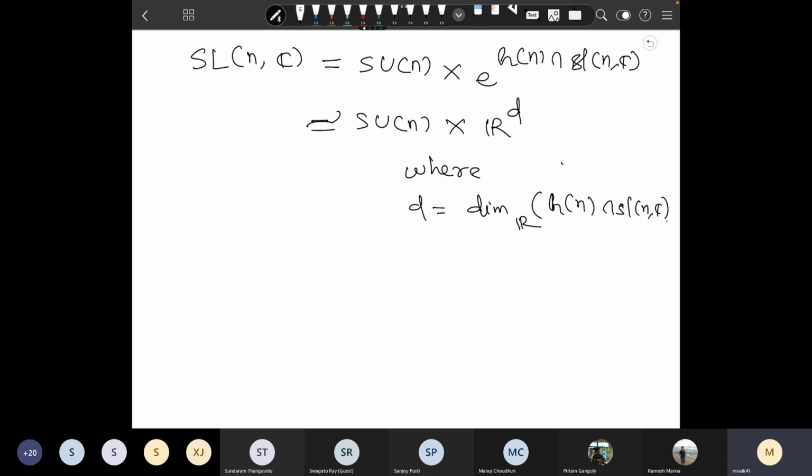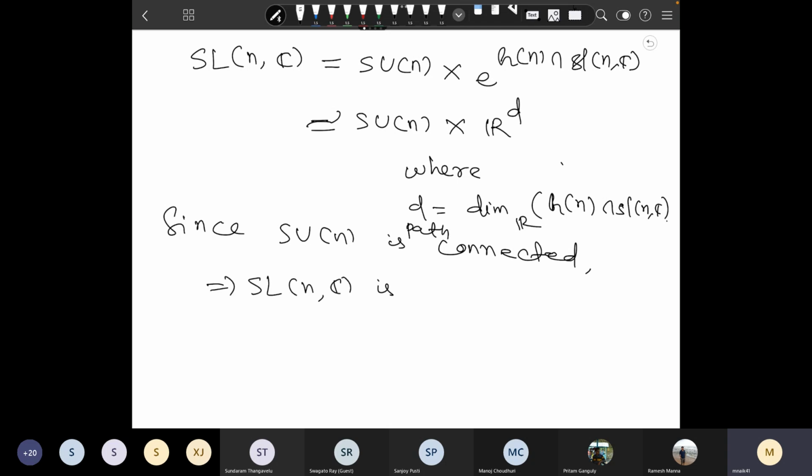So I will get that since SUN is connected, path connected, in fact, SLNC is path connected. And the fundamental group of SLNC.